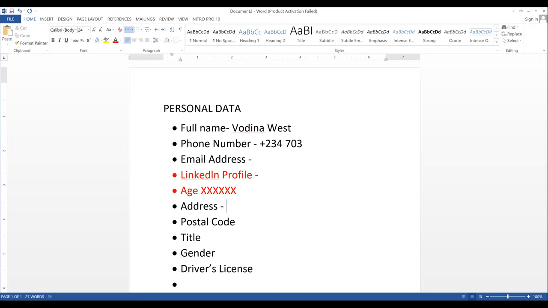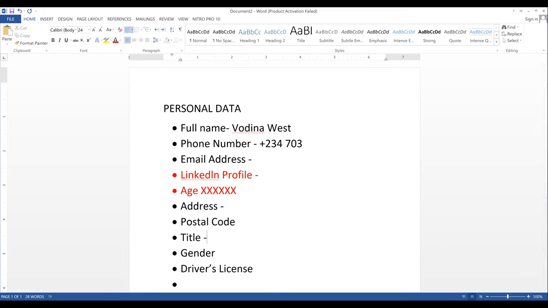If you don't know what your postal code is, just Google it. Write postal code and write the name of your street or your city or whatever, and put your postal code there with your address. Do not put off, adjacent, underneath, or above. Don't add all that. Street name, where you are, that's all. Postal code. I'm sure we understand that.